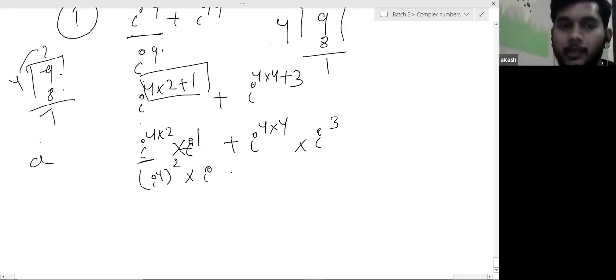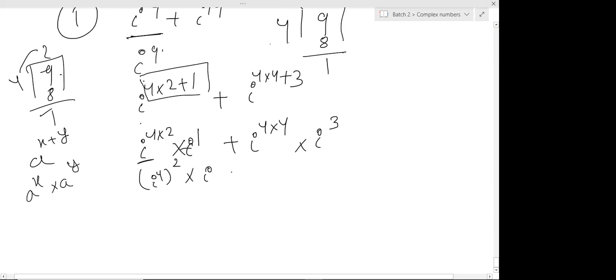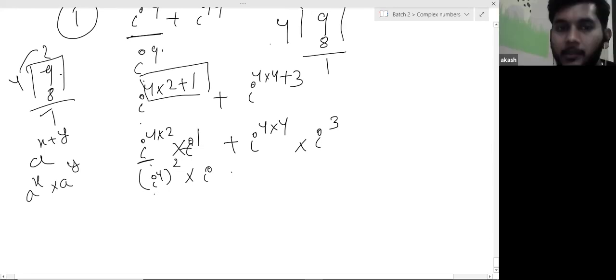See, a raised to the power x plus y is a raised to the power x into a raised to the y. Yes, sir. The next step is I raised to the power 4 to the power 2, because this is multiplication, into I raised to the power 1, plus here I can write I raised to the power 4 into I cube.